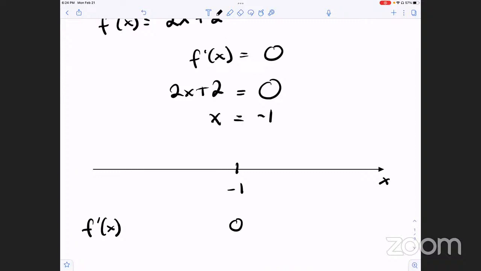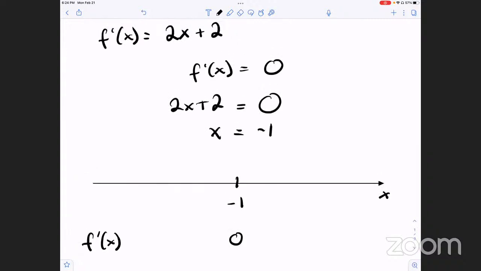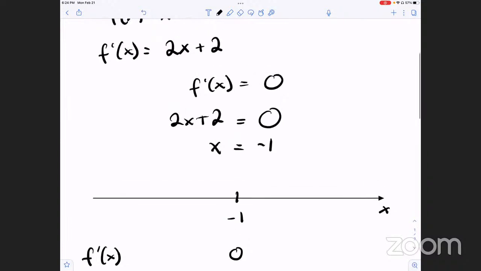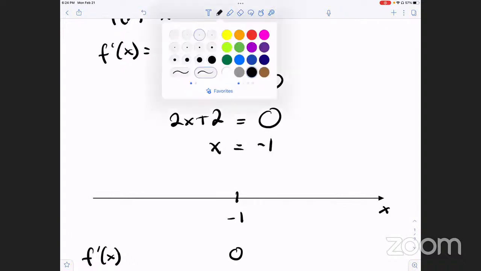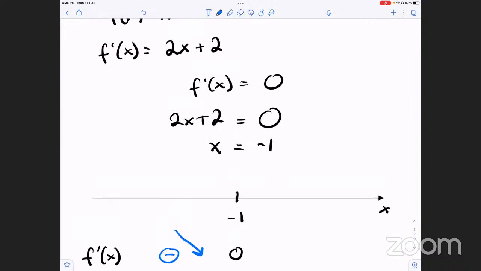So now we want to test a number on the left and the right to see how f prime behaves. A number to the left of -1 would be something like -2. If we put -2 into f prime, 2 times -2 is -4, plus 2 is -2, right? So f prime is negative in this region. So our original function should be decreasing on the left-hand side of -1. Let's test a number on the right-hand side of -1. An easy number would be 0, right? If we plug 0 into the first derivative, we get 2, which is positive.